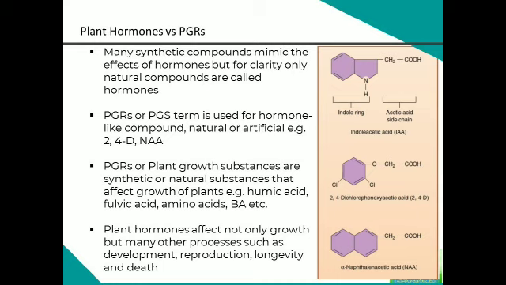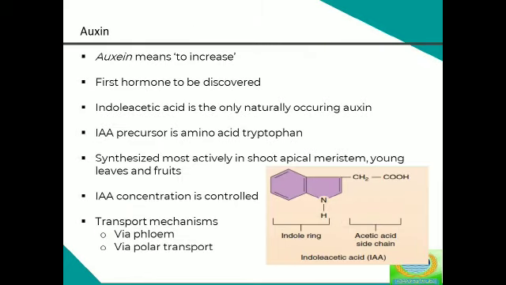Let's now dive into different hormone classes. So, to start with, I'll talk about auxin, which is the first hormone to be discovered in plants. The word auxin is derived from a Greek word auxein, which means to increase.